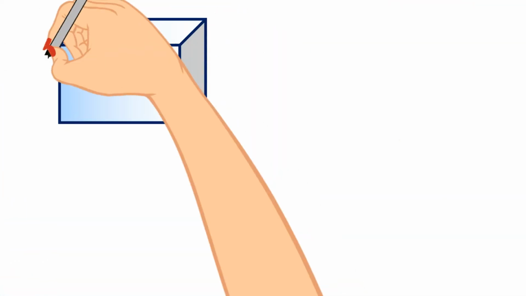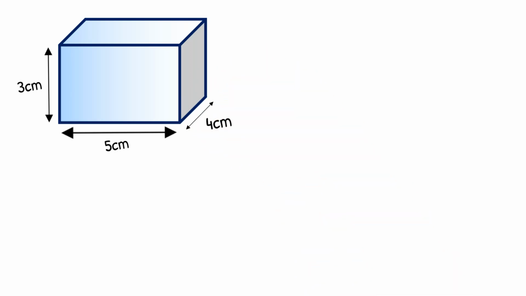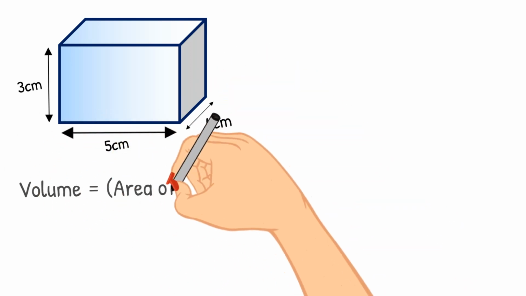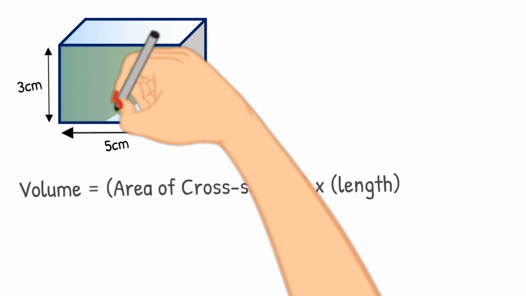So we should be able to find the volume of this cuboid. Now, because the cuboid is a prism, I know that the volume is the area of the cross-section times the length. So let's identify a cross-section, and I'm just going to use that front side because that stays the same all the way through.